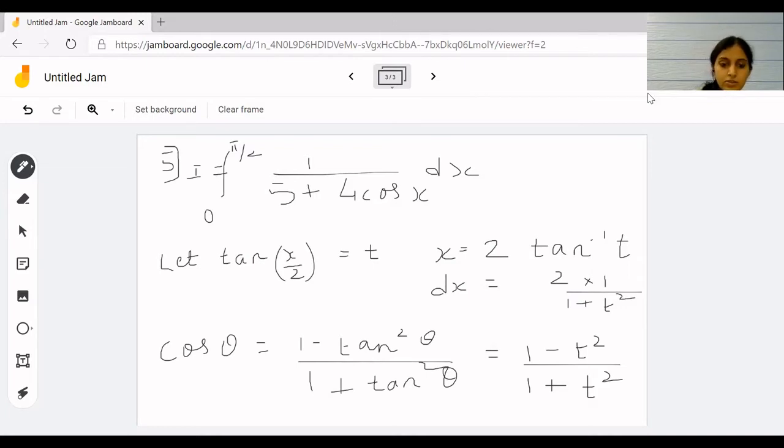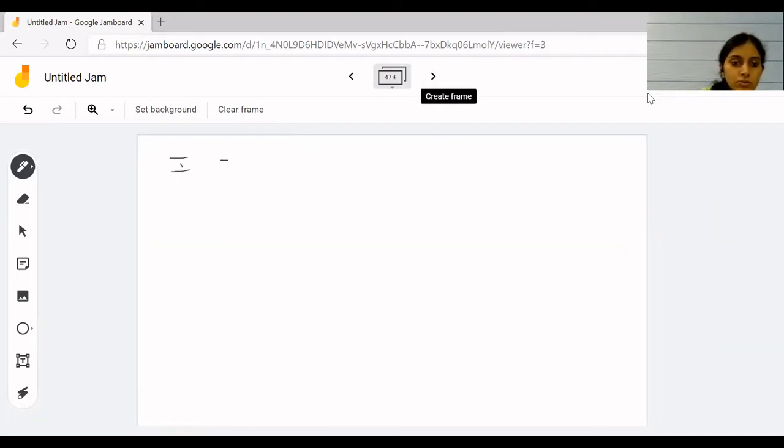Now let us do the substitution in the integration. So I will be equal to integration. Okay, also our limits have to be changed. So let's first change the limits because we have done substitution. So we have to also change the limits.